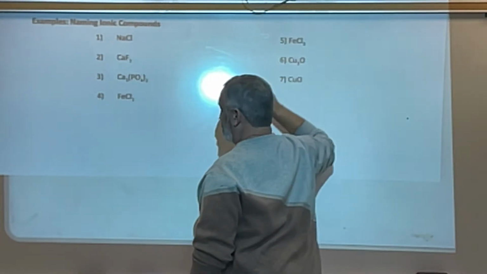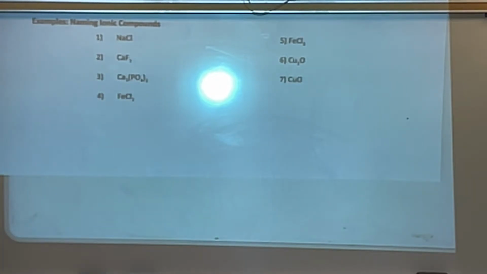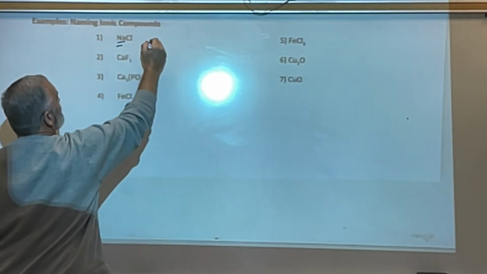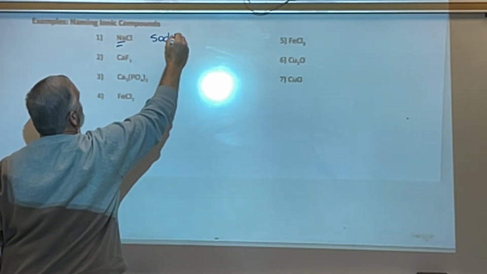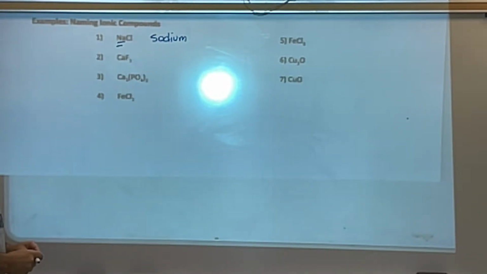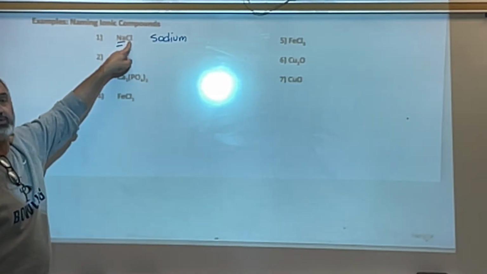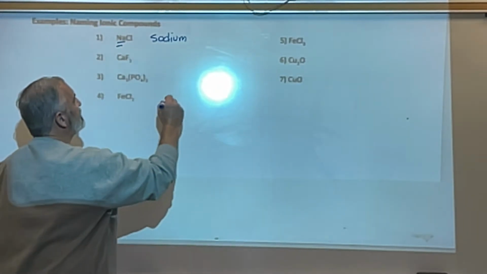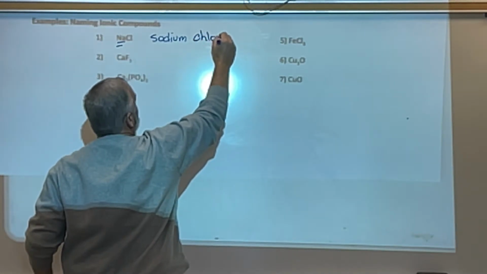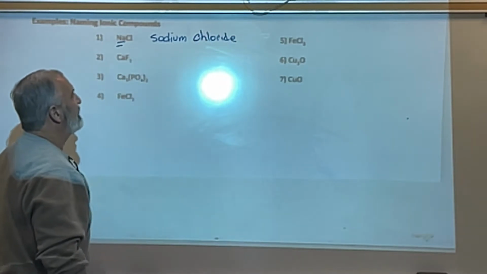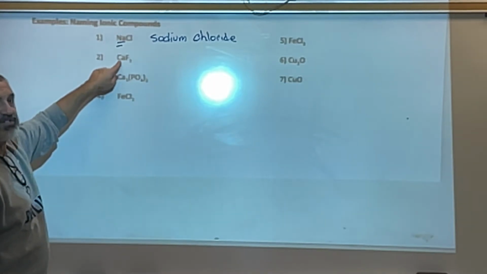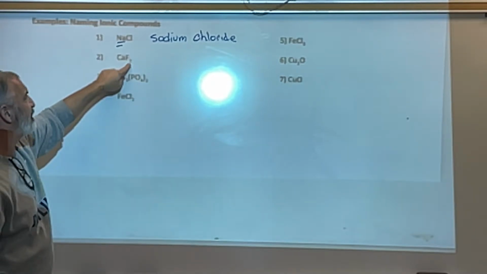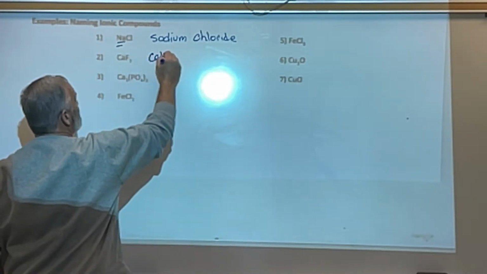Okay, so if I'm looking here, I know that that is sodium. So I'm going to name the positive ion first, sodium. Now, this is just chlorine, there's no oxygen with it, so it's going to end in ide, so it's going to be sodium chloride. Now, calcium, all by itself. There's no oxygen with this, so it's just going to be fluoride. So the positive is just the name of the element.